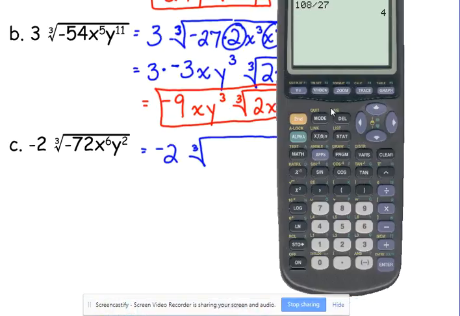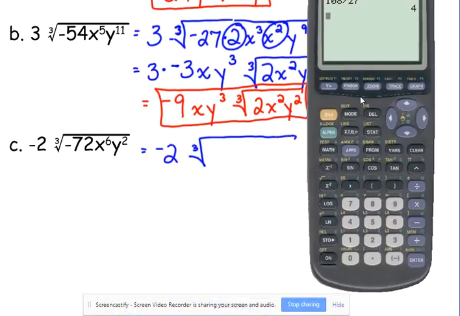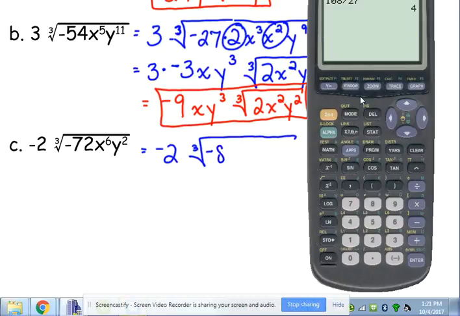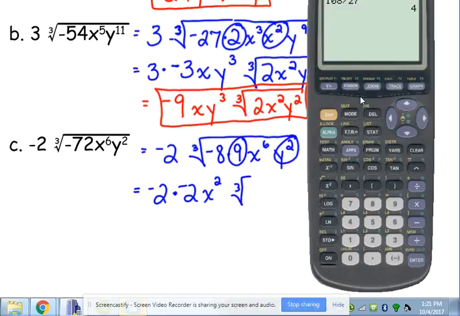Okay, 72, let's see here, -8 times 9. And 6 is divisible by 3, so we'll leave it as it is. 2 is less than 3, so we leave it under there as well. So the cube root of -8 is -2. 9 is not a perfect cube. Cube root of x to the 6 is x squared. You divide those two numbers. 6 divided by 3 is 2. Y squared, the power is less than the root. So we've got 9y squared left.